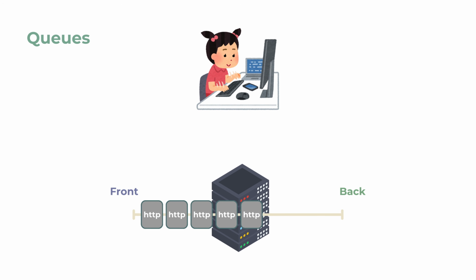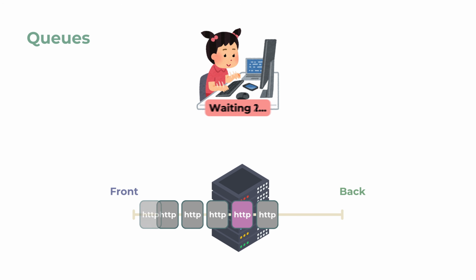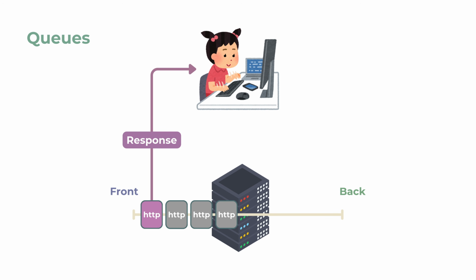Whereas using a queue would mean that responses go out in the same order that requests came in, giving us a much more reasonable median response time.